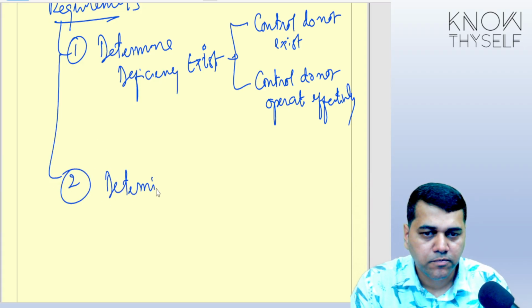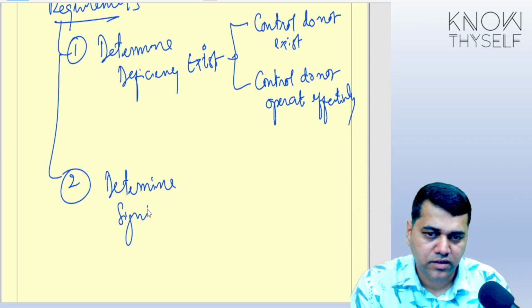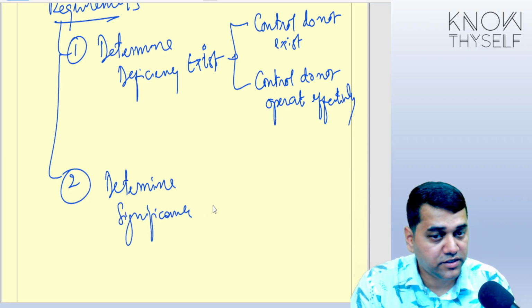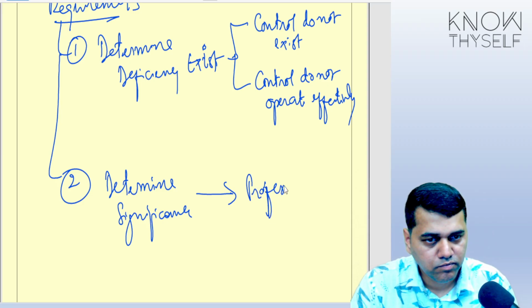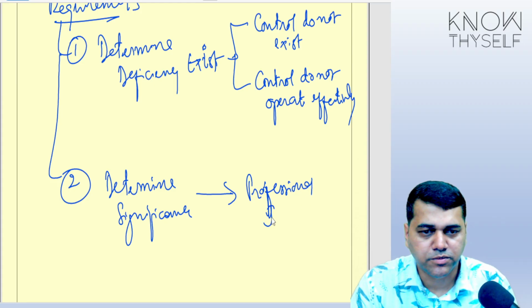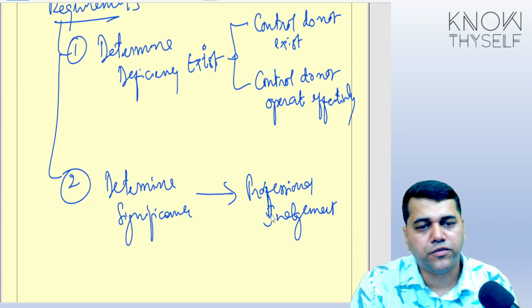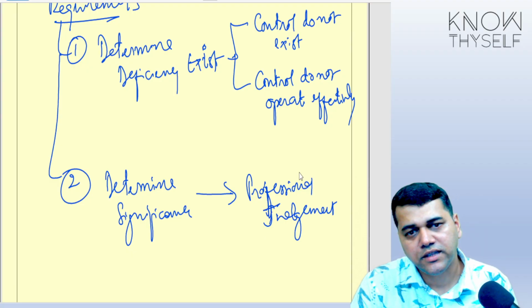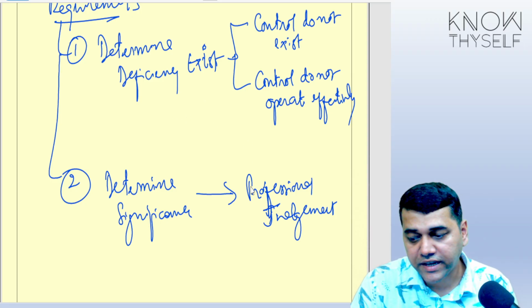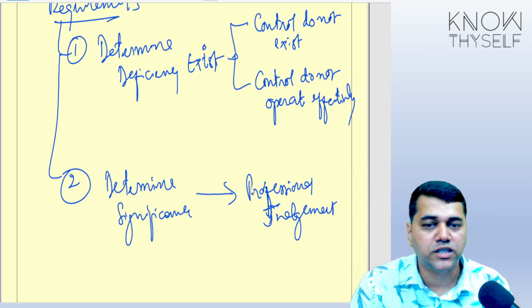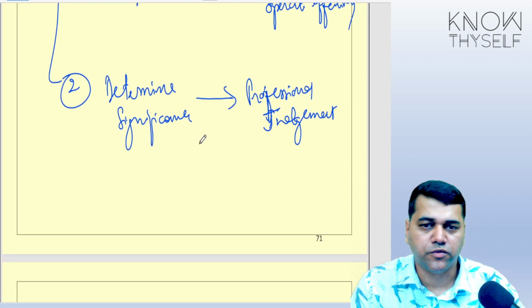Determine significance. Is it a significant deficiency? How? Professional judgment. So use your professional judgment and decide whether this deficiency is significant individually or in combination with others. Use your professional judgment.